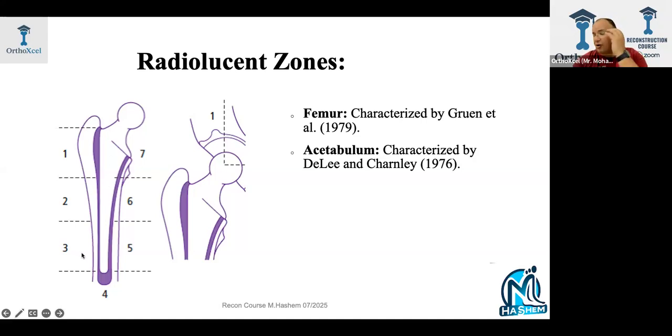the femur, it's the Gruen zones, which start from the lateral in the AP X-ray, and start from the front in the lateral X-ray. 1, 2, 3, 4, 5, 6, 7, as you can see, and you have to know this by heart, because this is the way of communication. If you want to tell me I have a patient with a loose stem, you have to tell me where the loosening is, which radiolucent zone is there, because every zone of them has a different cause of loosening.